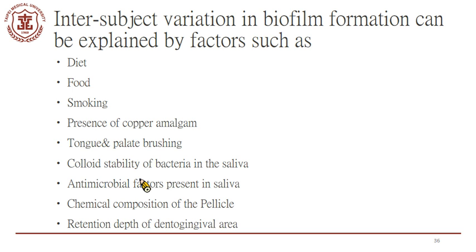Of course, as we were saying, intersubject variations in biofilm formation can be explained by factors such as diet, food, smoking, presence of copper amalgam. Of course, nowadays we don't use that much amalgam for our restorations. Tongue and palate brushing, colonization stability of bacteria in the saliva, antimicrobial factors present in saliva, chemical composition of the pellicle, and retention depth of dentogingival regions. Okay, so you need to put together all the local factors, anatomically speaking, and all the systemic factors, so you can understand if your patients have more tendency to have this biofilm formation.